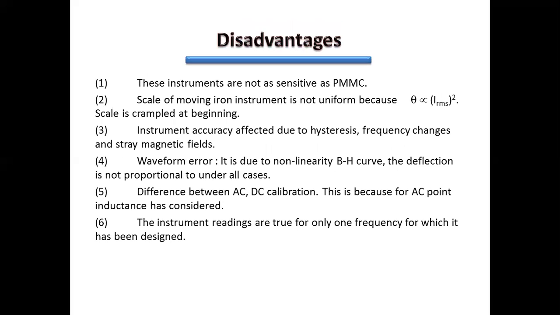Disadvantages: the sensitivity of this instrument is lesser than the PMMC instrument because the PMMC instrument has a stronger operating magnetic field, and since the theta deflection of the pointer is proportional to the square of the current, the scale is not uniform. It is cramped at the beginning. So while taking readings, it is a bit tedious. It's not simple because you have a scale which is cramped at the beginning and which is not that way cramped at the end. So while taking a reading, some more time is needed.